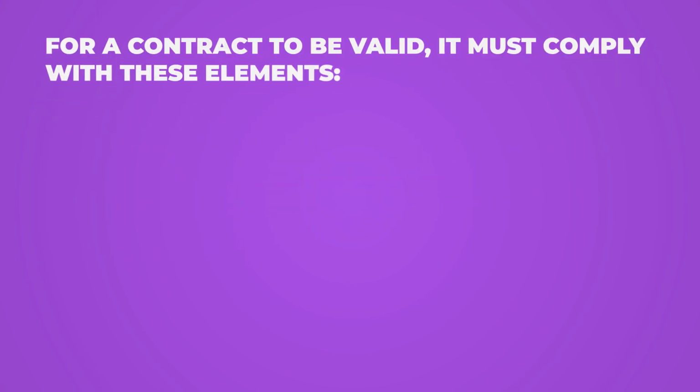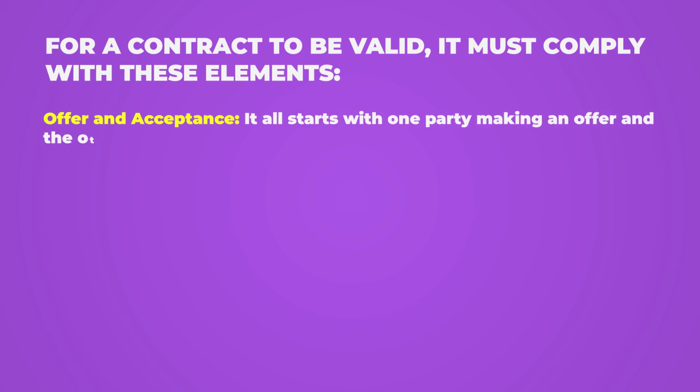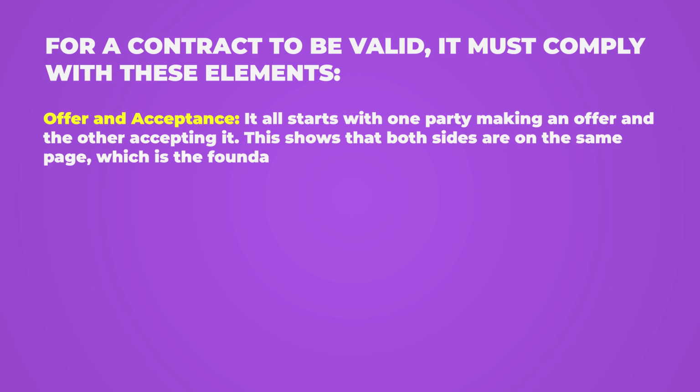For a contract to be valid, it must comply with these elements: offer and acceptance. It all starts with one party making an offer and the other accepting it. This shows that both sides are on the same page, which is the foundation of any contract. If the offer is accepted, the contract can become a valid and legally binding agreement.